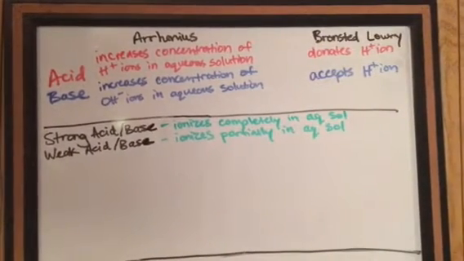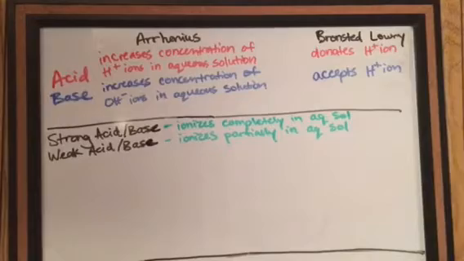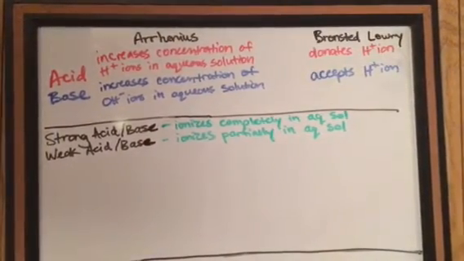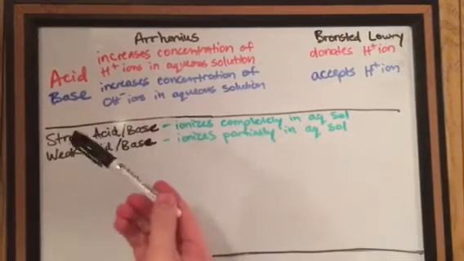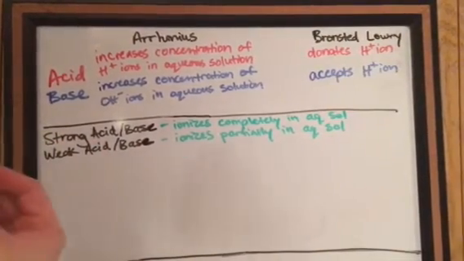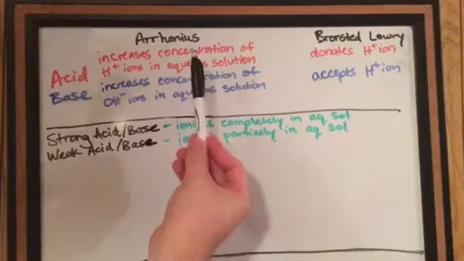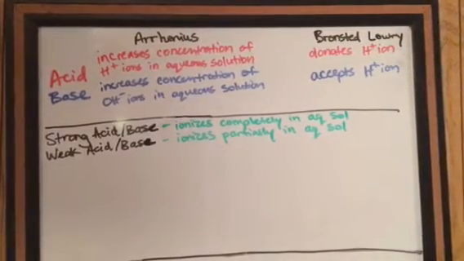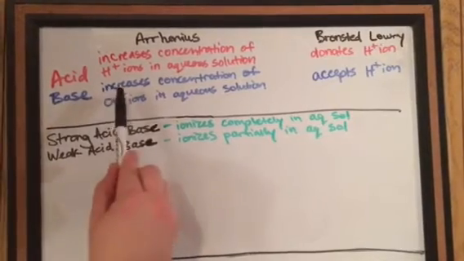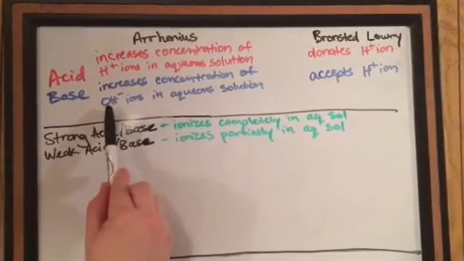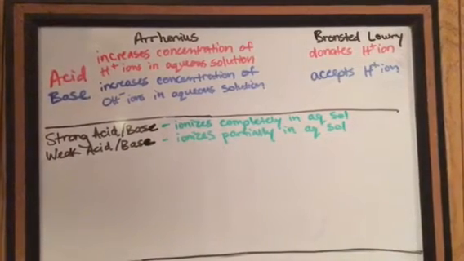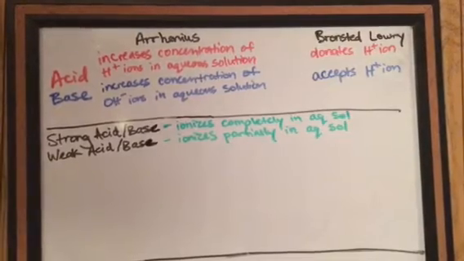So as you can see, I already wrote up there that under the Arrhenius definition, and Arrhenius was a scientist who came up with these two definitions of acids and bases. An acid increases the concentration of H plus ions in an aqueous solution, whereas a base will increase the concentration of OH minus ions in an aqueous solution. And to refresh your memory, an aqueous solution just means that it is dissolved in water.